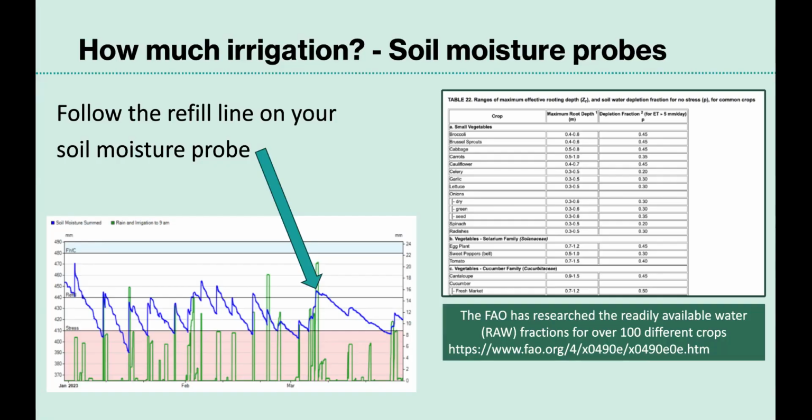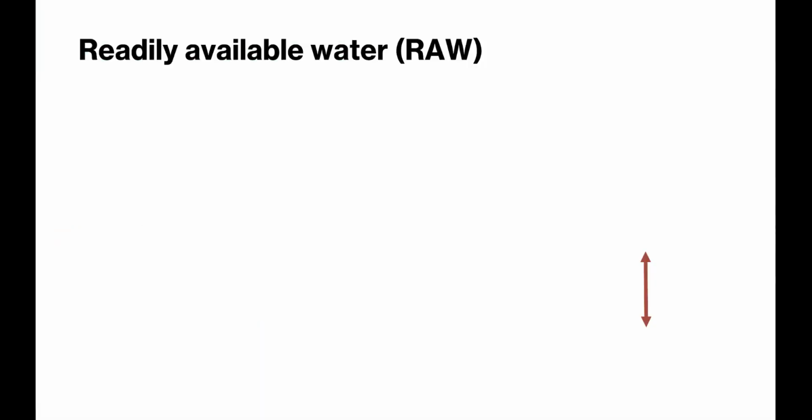Most people using probes develop a refill line based on their soil type and the crop that they're growing, and then they just turn on the irrigator when soil moisture reaches that point. Refill lines will be different for everyone depending on your soil type and structure and the crops that you're growing. But if you have a good idea of your soil type and you know its water holding capacity, then you can use the FAO's research on RAW fractions to help you deliver an accurate refill line so that you're always keeping moisture in that readily available zone.